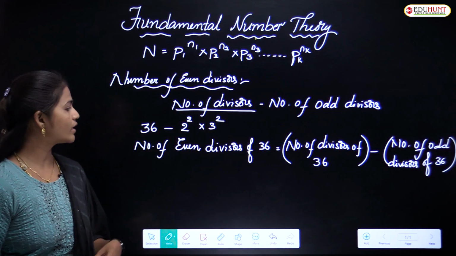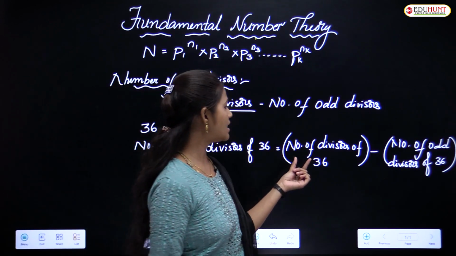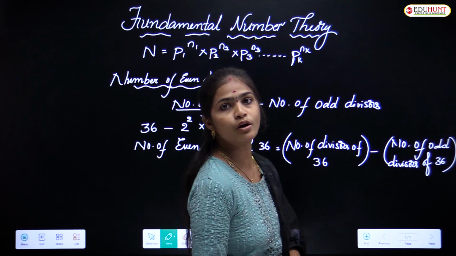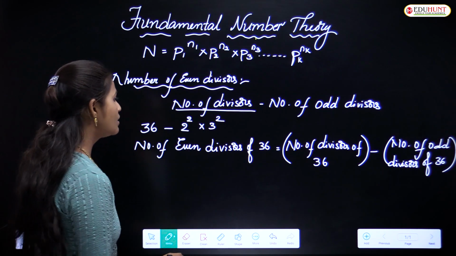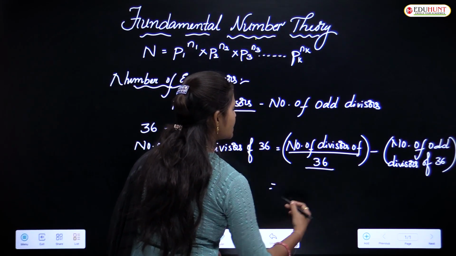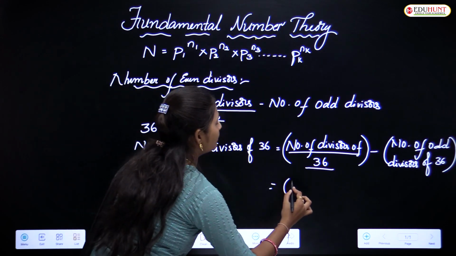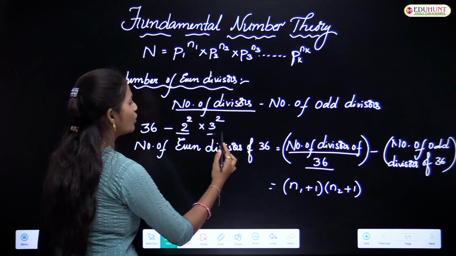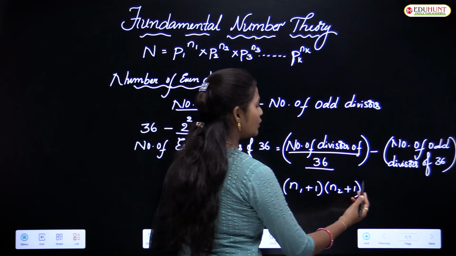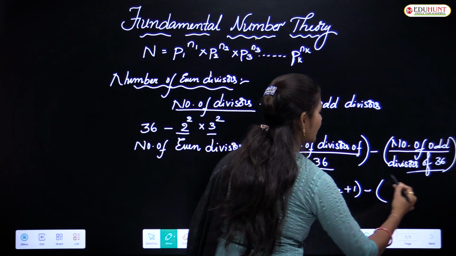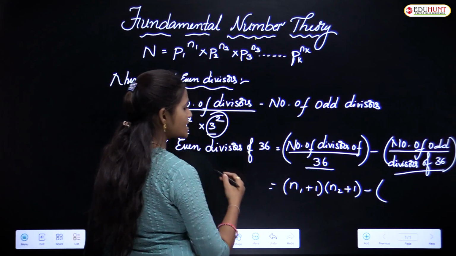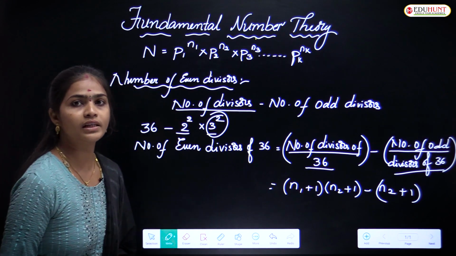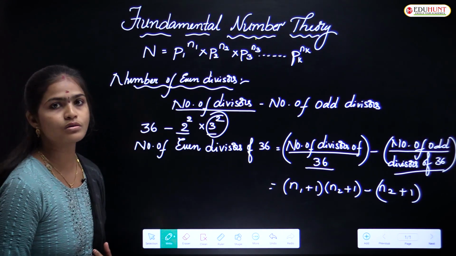So this is the formula. The number of even divisors of 36 is the number of all divisors of 36 minus the number of odd divisors of 36. The number of divisors is n1 plus 1 into n2 plus 1, since we have only 2 primes. For odd divisors we consider only 3 square, so that is n2 plus 1. We need to take this to find the number of even divisors of 36.